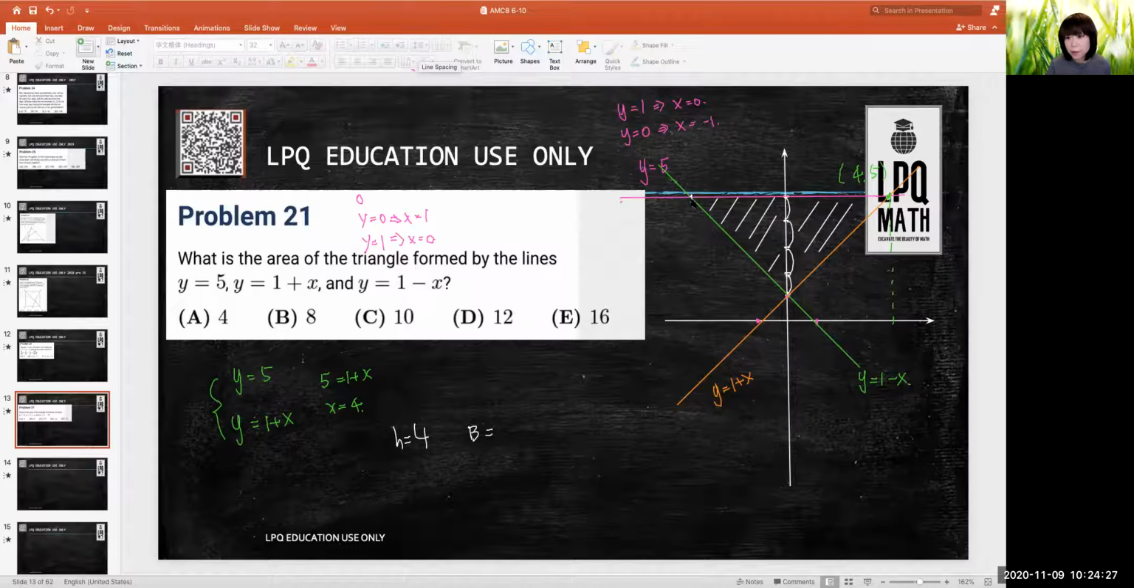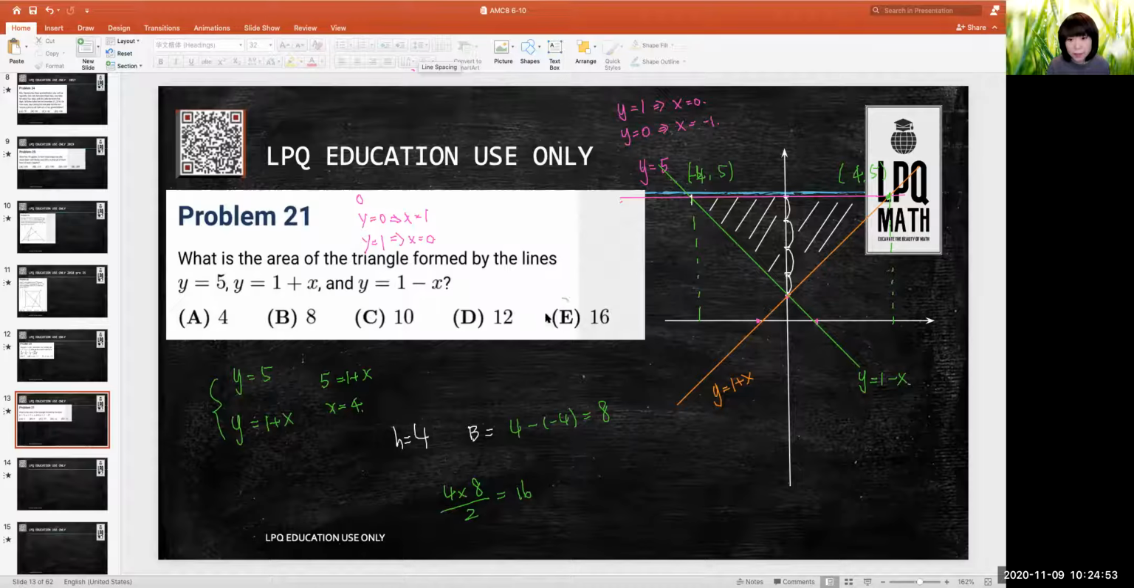And for the other point, because the triangle is isosceles, it is (negative 4, 5). So obviously the base equals 4 minus negative 4, which equals 8. So the area is 4 times 8 divided by 2, which equals 16.